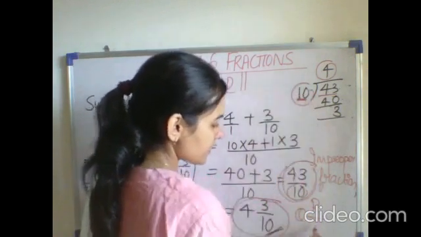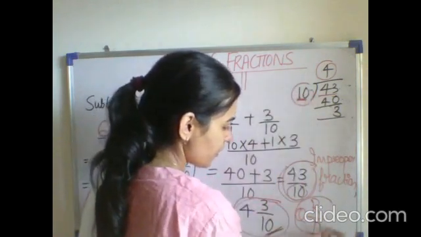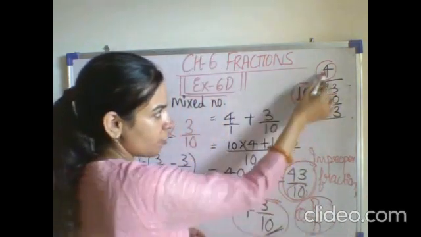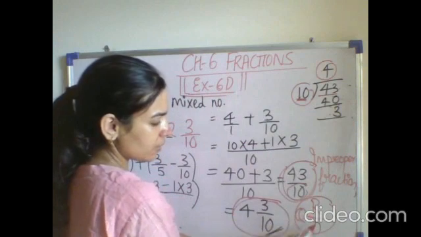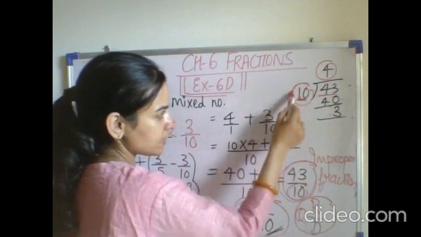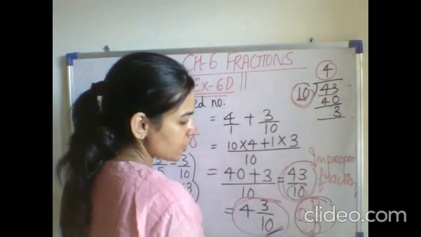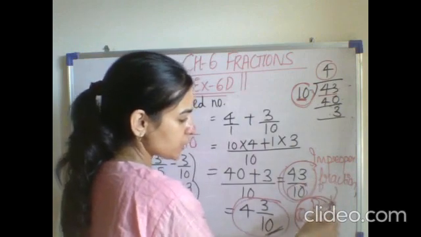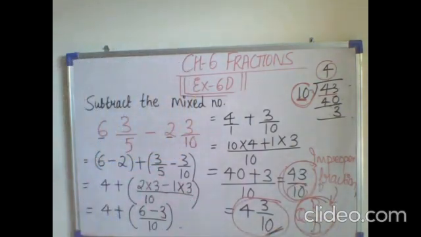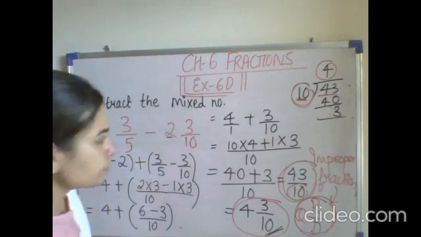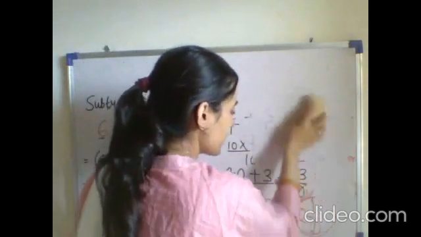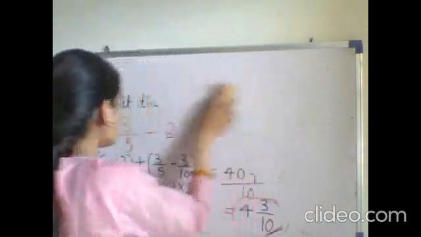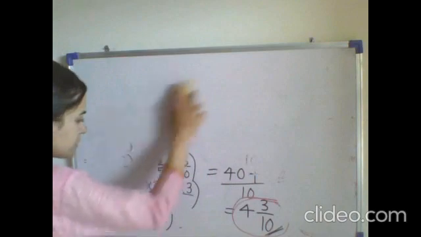10 is the divisor. So in this way you have to write the quotient, 4 is the quotient, remainder, 3 is the remainder, divisor, 10 is the divisor. In this way you have to write the improper fraction as a mixed number. Now let us do one more question so that it would be clear for you. One more fraction, we will be doing subtraction of fractions.